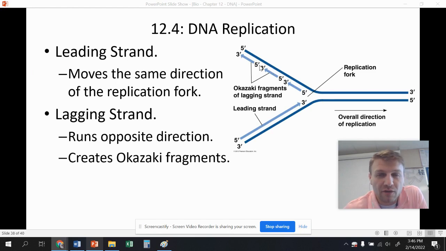The reason why it's going away from the replication fork is, remember, it's only going to travel in a 5' to 3' direction. So we can't travel in this opposite direction because of the anti-parallel nature of DNA. It has to make these small chunks called Okazaki fragments that will be fused together later on. But this lagging strand is what specifically is going to be one of the strands that is discontinuous. It's not made continuously. The leading strand is made continuously.